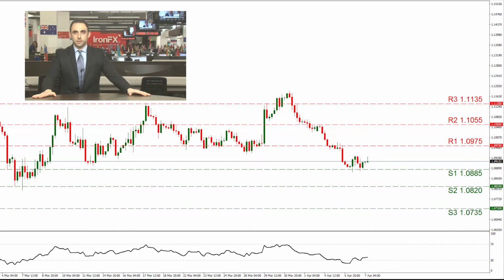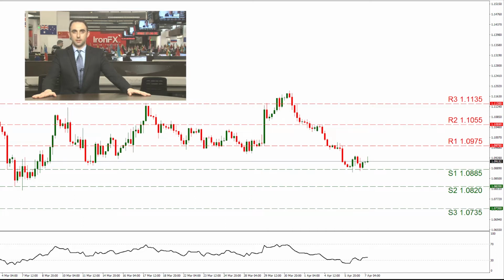So at the moment, the currency pair is testing the S1 1.0885 support level, but has failed to break below it. Considering the movement of EURUSD has been downwards since the start of the week, we could note the S2 1.0820 line as the next possible stop in case the trend persists. If the bearish trend is intensified, we could also see the S3 1.0735 support being tested.